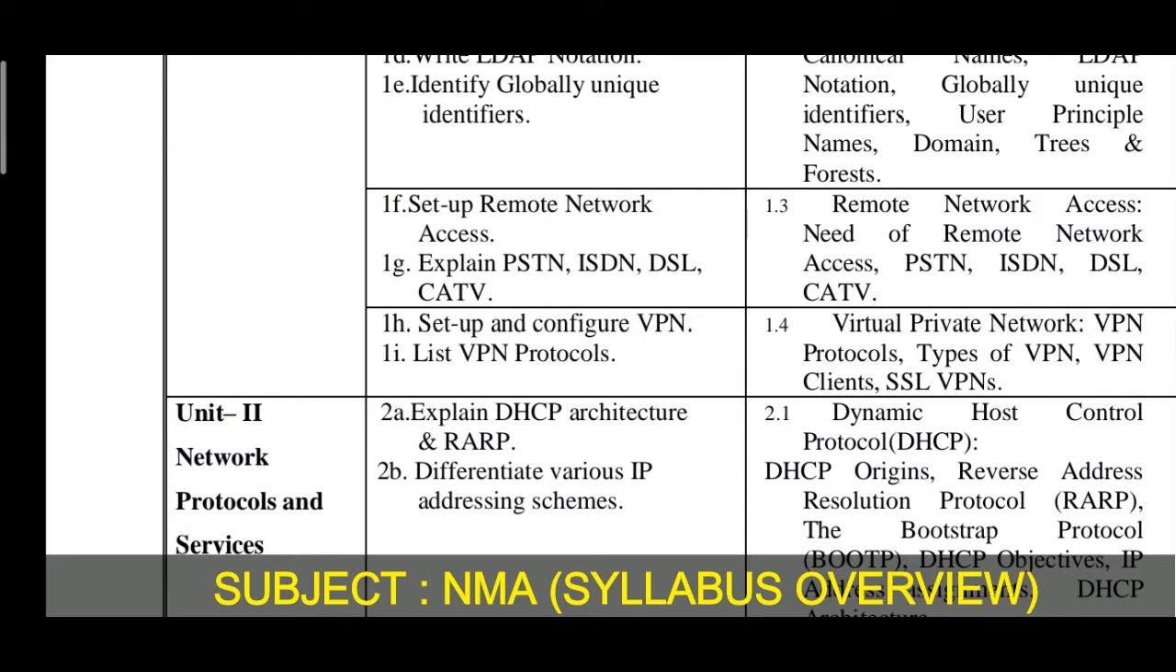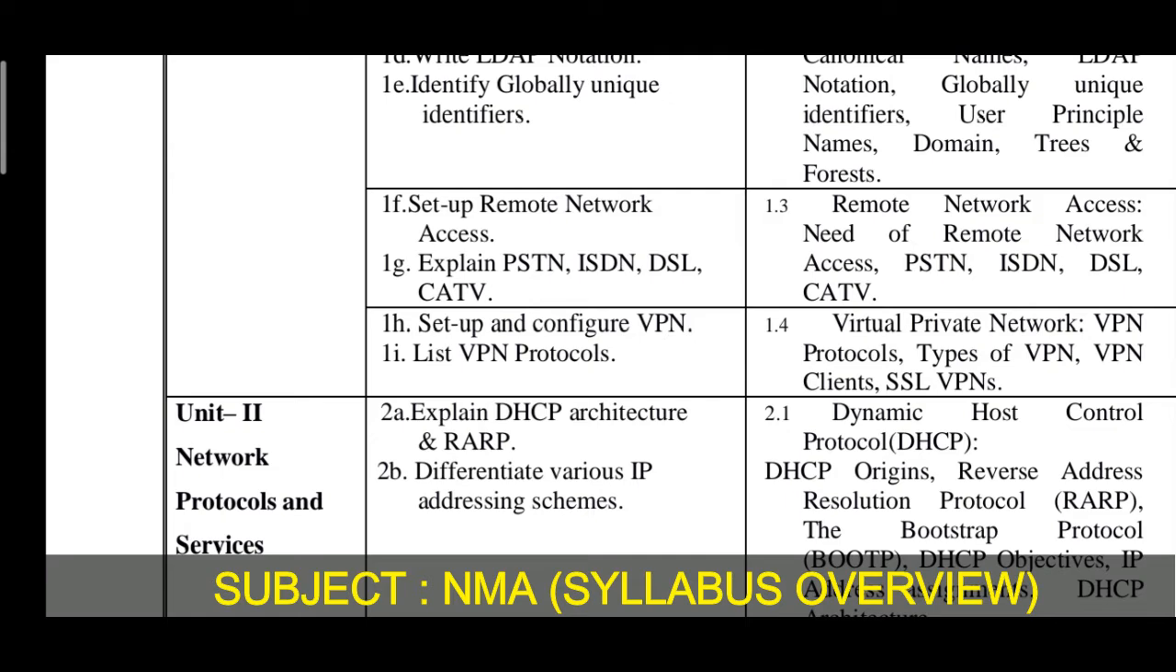Then the next chapter, number 2, is Network Protocols and Services. Network protocols and services include DHCP architecture and RARP. DHCP is nothing but Dynamic Host Configuration Protocol. So what is DHCP and what is RARP? RARP is nothing but Reverse Address Resolution Protocol. So consider all these protocols with their full forms. The GTU exam asks the full forms of these protocols again and again. So dear students, you have to remember these protocols with their full form names.